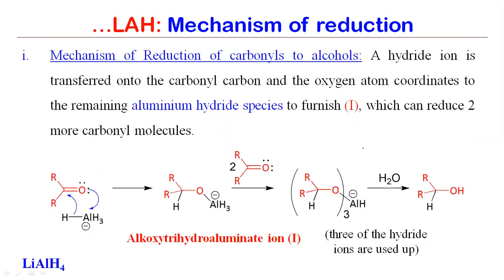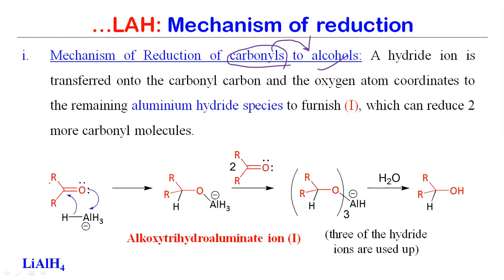All right. So let's talk about the mechanism of reduction of carbonyl compounds first. One thing which we know is that after the reduction of a carbonyl, we get, of course, alcohol. If it is aldehyde, then we get primary alcohol. If it is ketone, then we get secondary alcohol. All right. So let's see the mechanism.